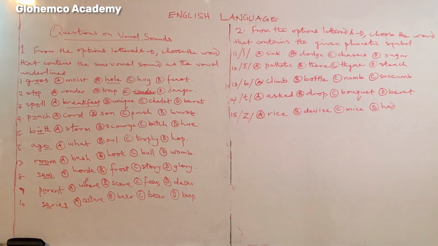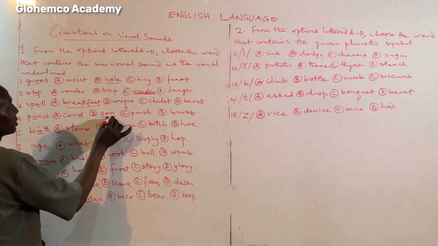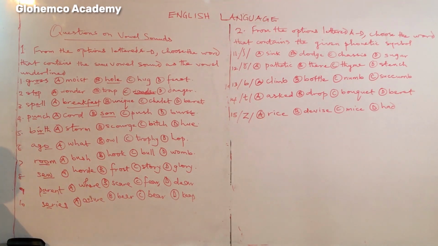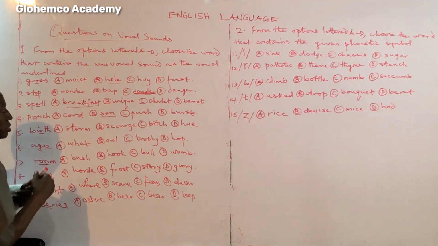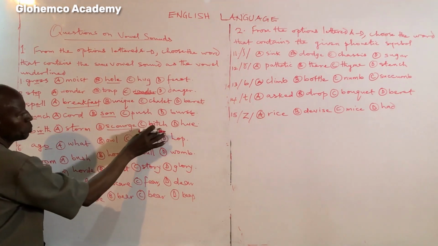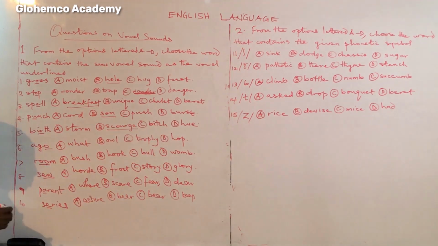Alright. Then we have punch. The one that has it there is just this, sun. Then we have birth. This is storm and this is courage. The correct one. This is beach and this is hue. Long hue.